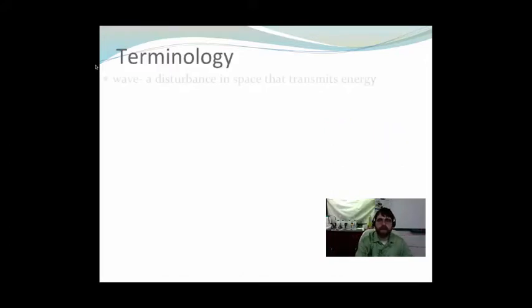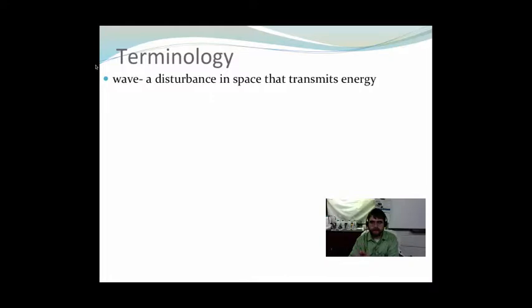So these are just general properties of waves. So first off, just some terms to get out of the way. A wave is nothing more than a disturbance in space that transmits energy. And so the way I like to think of waves actually is the stadium wave, where the crowd's jumping up and throwing their arms up in the air.